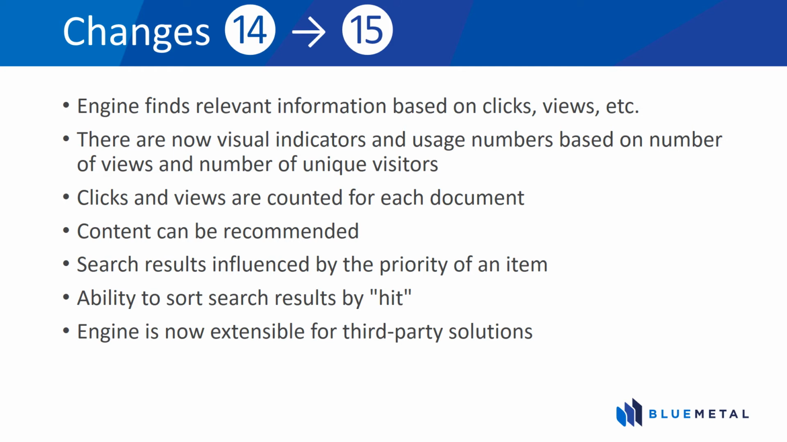We can sort search results by hit. We can have search results influenced by the priority of an item. We can recommend content. The clicks and views, of course, are counted for each document. And there are visual indicators and usage numbers based on the number of views and number of unique visitors. But more overall, the engine is now extensible for third-party solutions. So some of the tools could take advantage of this extensibility. But what do we get out of the box to report on?